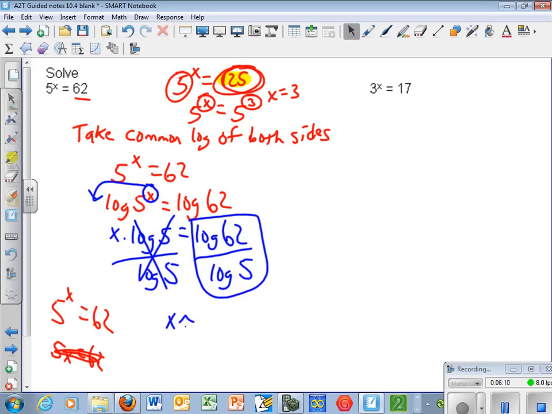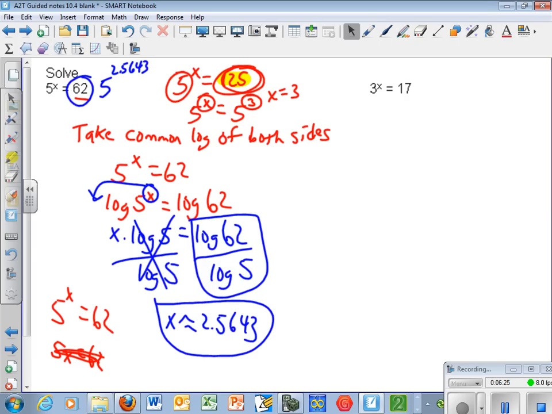So x is approximately 2.5643. So if you actually took your calculator and did 5 to the 2.5643 power right now, you should get very, very close to 62. Obviously, the more decimal places we went to, the closer that would be.